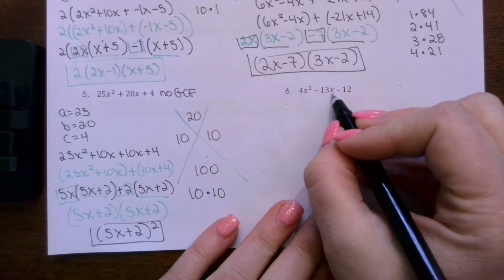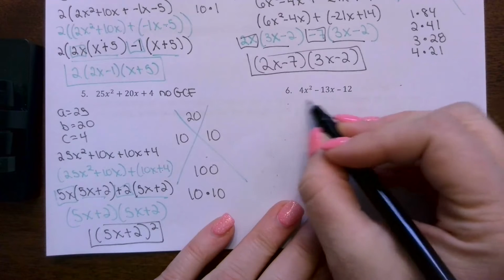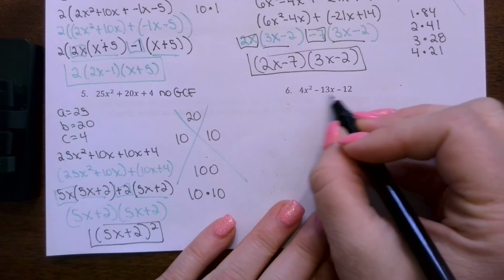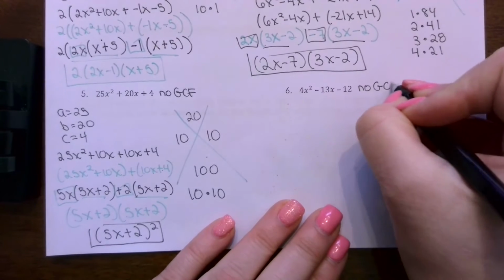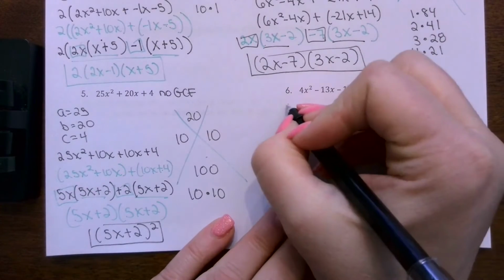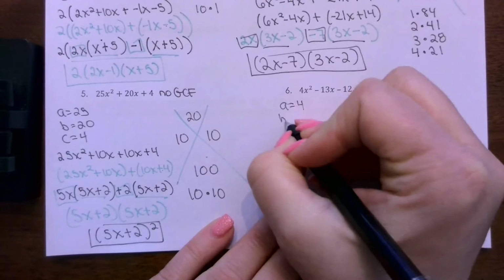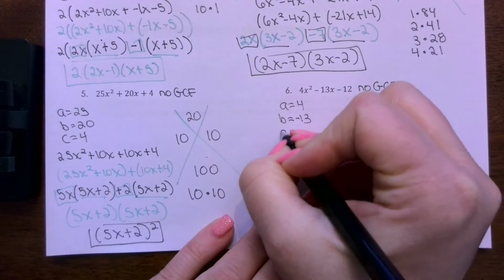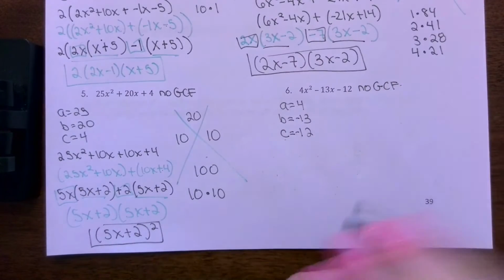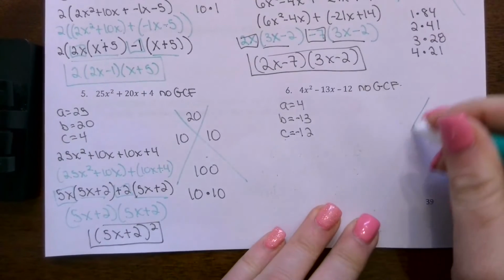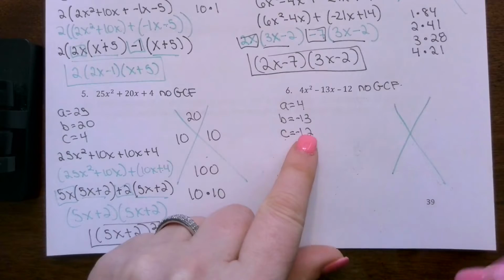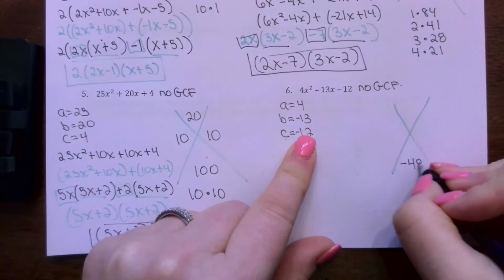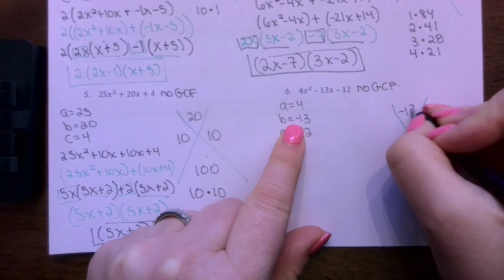4x squared minus 13x minus 12. Is there a GCF? Well, there's no number that's going to go into all three of these terms and no variable. So I say no GCF. Looks like I got an A of 4, a B of negative 13, and a C of negative 12. Well, if I draw my big X here, I'm going to do 4 times negative 12 and get negative 48, and B is negative 13.